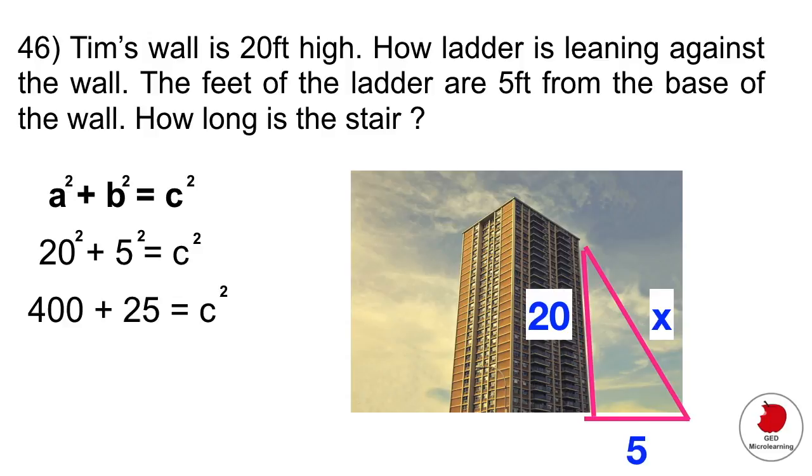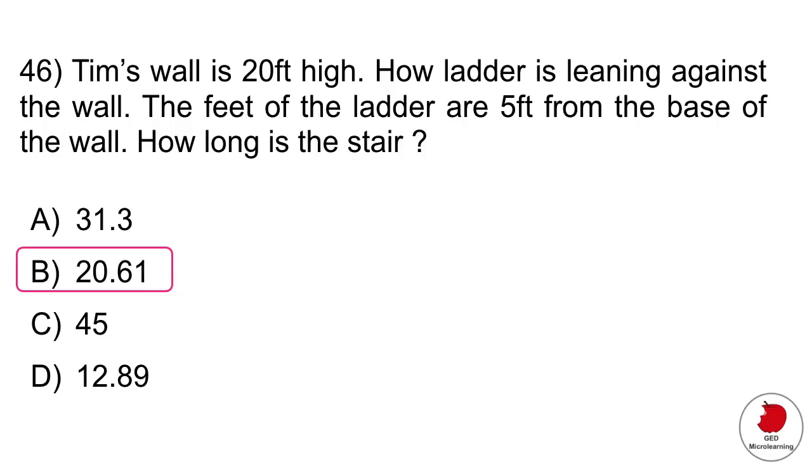That gives you that. Okay, and now you have the issue of how do you get rid of that c raised to the second power. So remember that in order to do this, you have to take the square root, okay, on the left and the right. And that would give you that c is equal to 20.61. Option B.